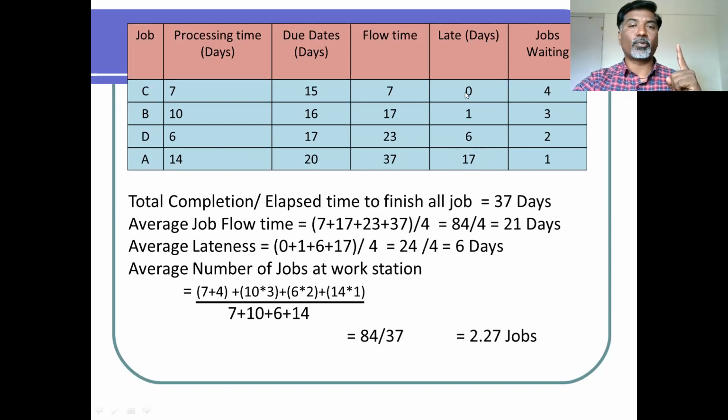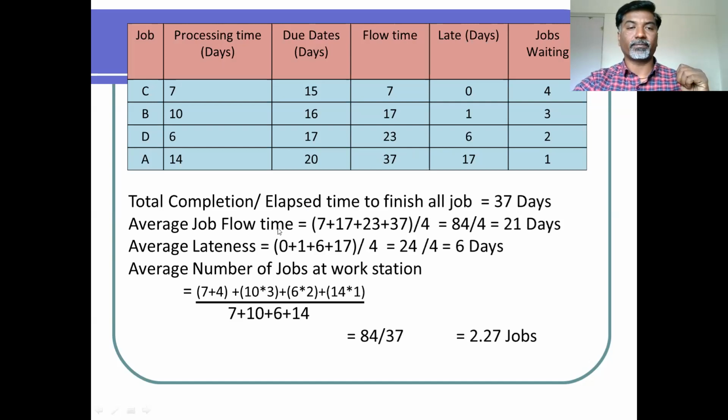When job C is processing, how many jobs are waiting? Three jobs are waiting and one is under process, so a total of 4 jobs. Likewise, when job B is processing, 3 jobs are in the queue. When job D is processing, two jobs are in the queue, and when job A is under processing, one job, the current job, is waiting for service. So we have prepared the table. From this table we can easily identify the total completion time to finish all jobs, which is 37 days.